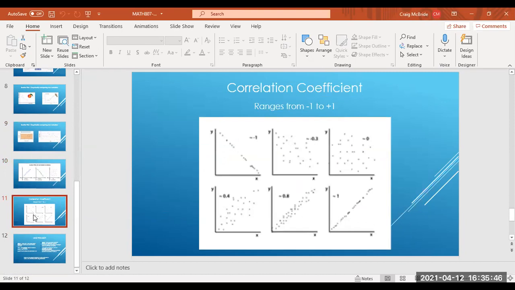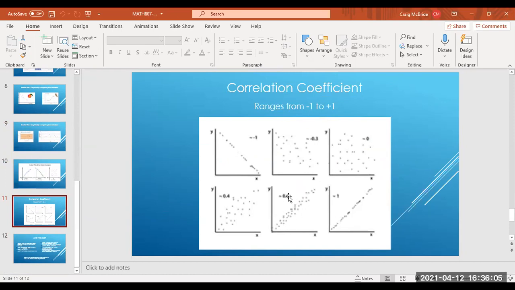Here's another example where you can see these line up perfectly in a straight line. So that's going to have a correlation of -1. These down here line up perfectly and pretty much in a straight line with a positive correlation. So that's going to have a correlation of 1. Then you can see as they start to get a little thicker.